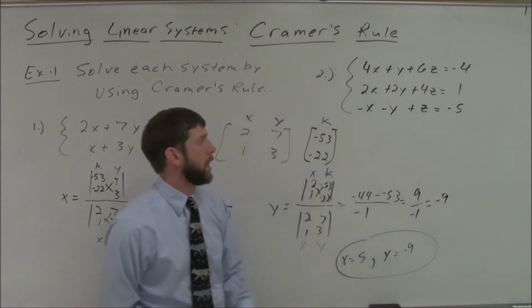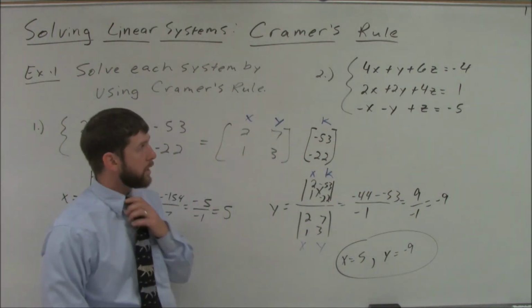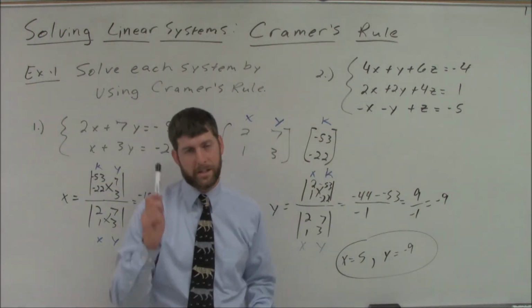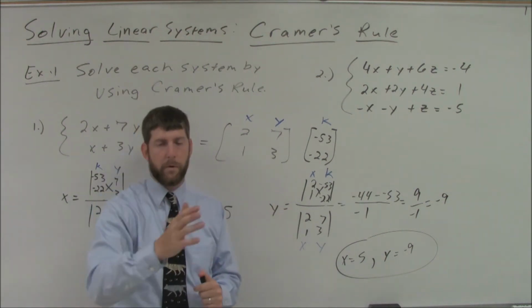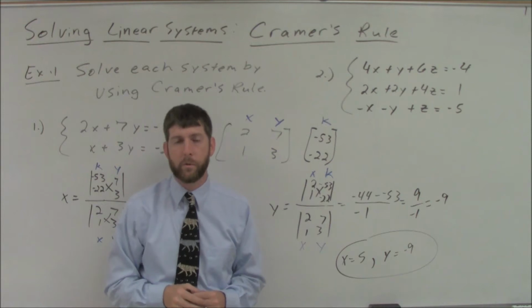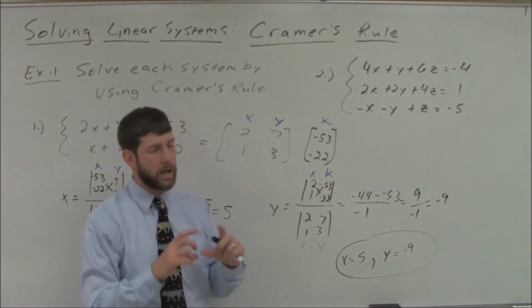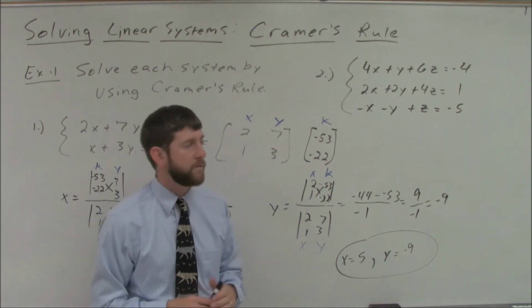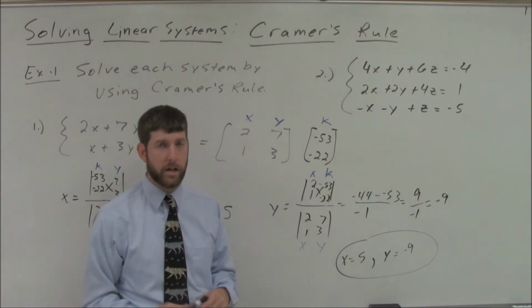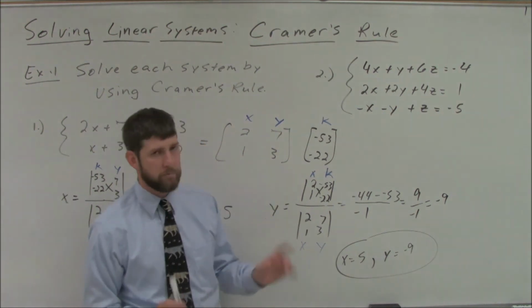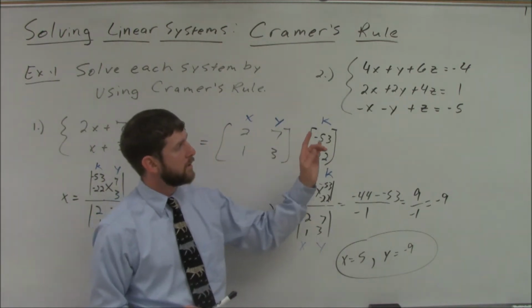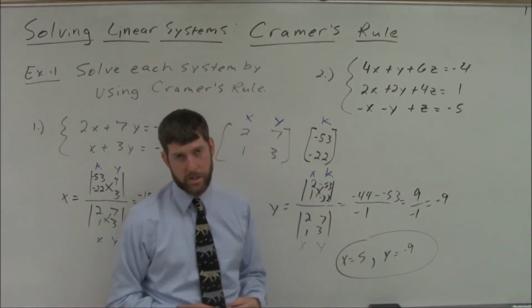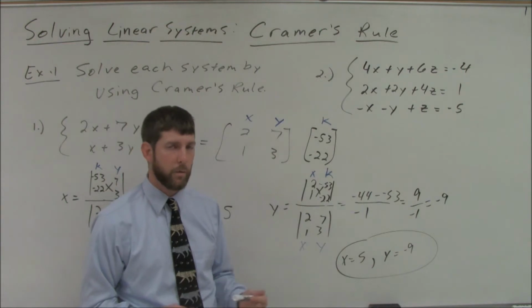As you can see, we have problem number 2 up here on the board. 3 variable system, but the process is the same. Whatever I'm solving for, I replace that column in the numerator with my constants, and my denominator is always the determinant of the coefficient matrix. Pause the video, take a couple minutes, and try to solve that linear system using Cramer's rule. And I'll wait right here.